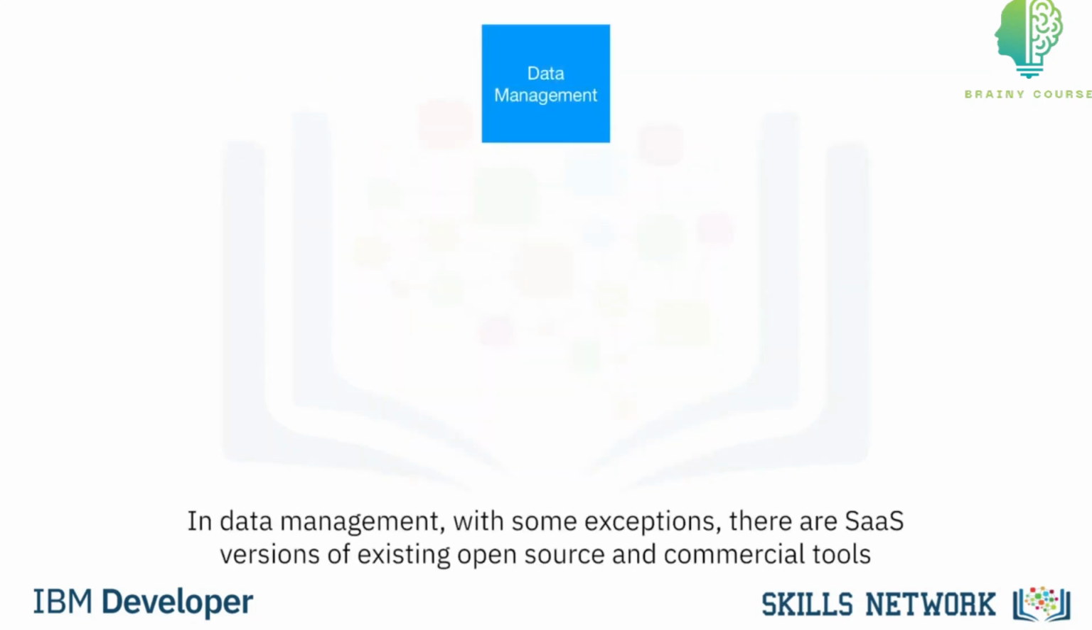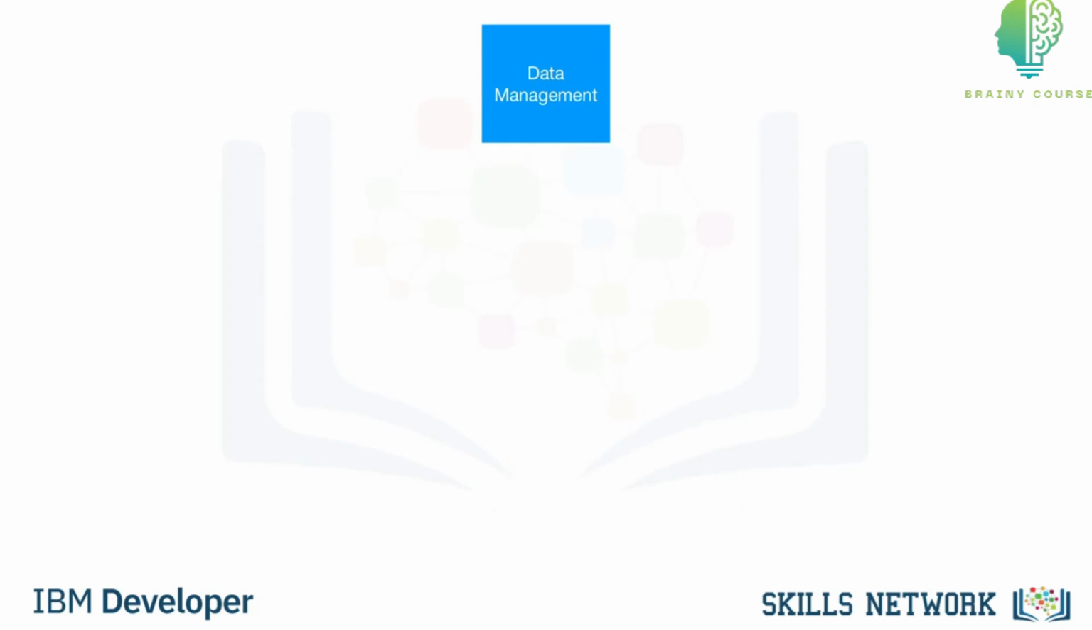In data management, with some exceptions, there are SaaS versions of existing open source and commercial tools. Remember, SaaS stands for Software as a Service. It means that the cloud provider operates the tool for you in the cloud. As an example, the cloud provider operates the product by backing up your data and configuration and installing updates. As mentioned, there is proprietary tooling, which is only available as a cloud product. Sometimes it's only available from a single cloud provider.